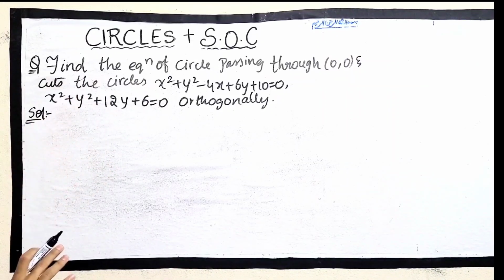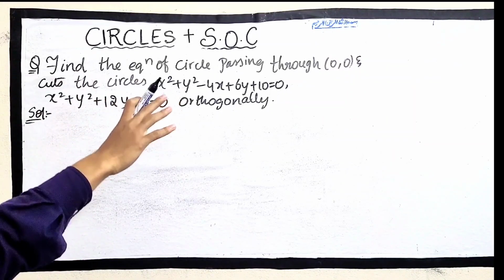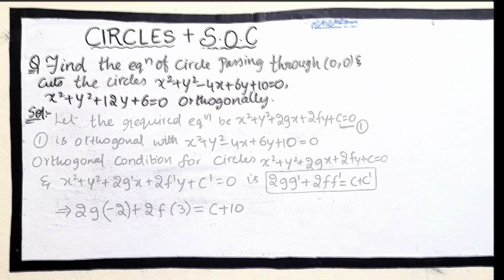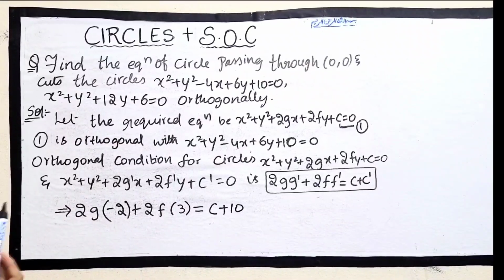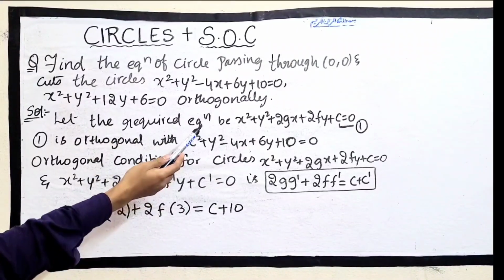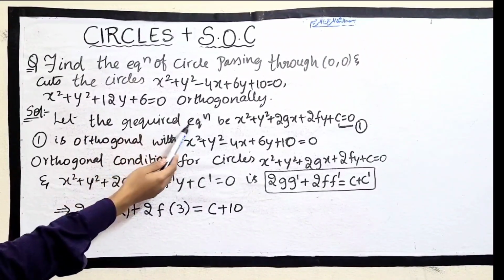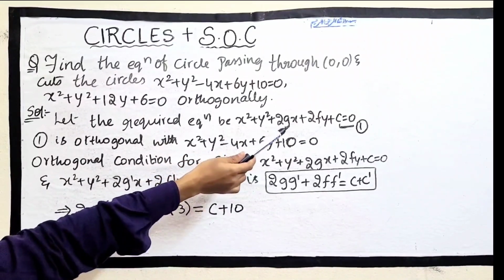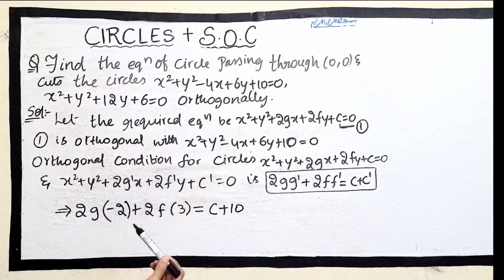You will be solving the complete equation, and just check where it is passing through also. It is given that it is passing through the origin, which means (0, 0). Now let us solve this. The first step is to assume the required equation is the general equation of the circle. So let the required equation of the circle be x square plus y square plus 2gx plus 2fy plus c equal to 0, and name that equation 1.